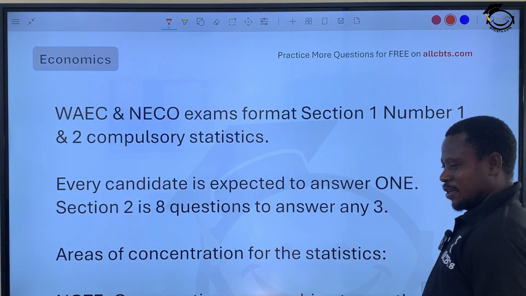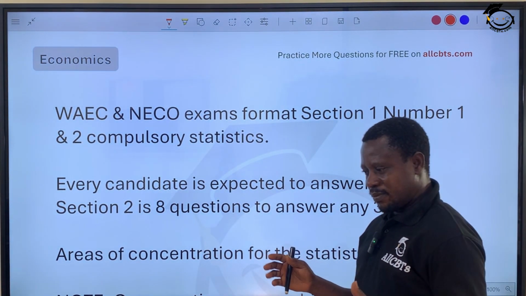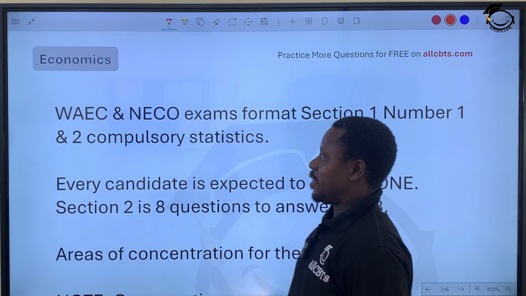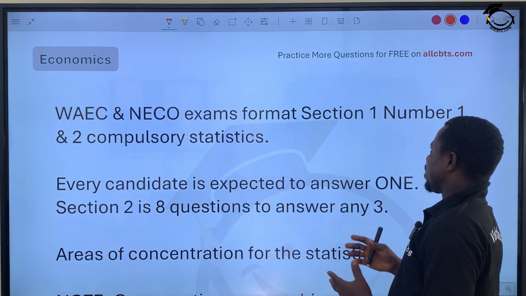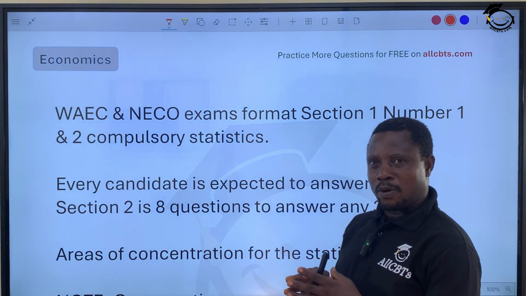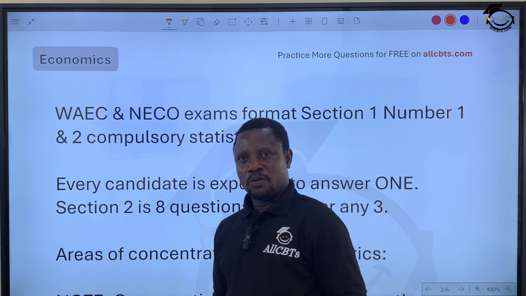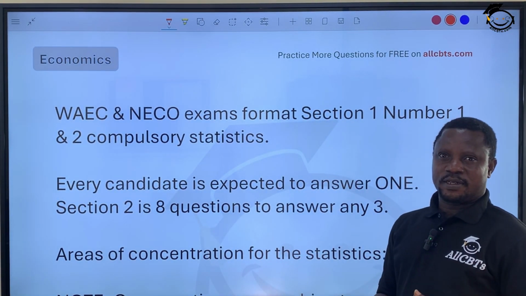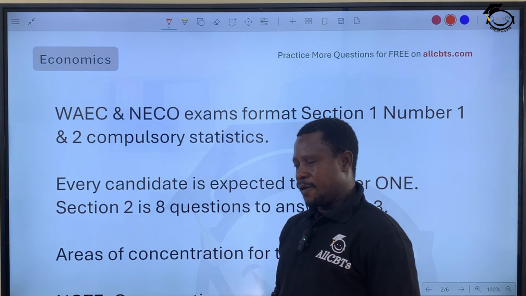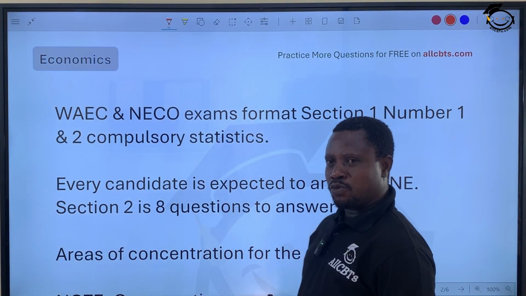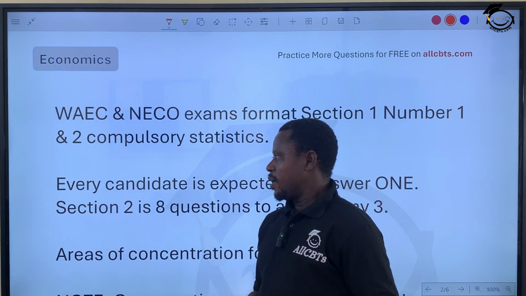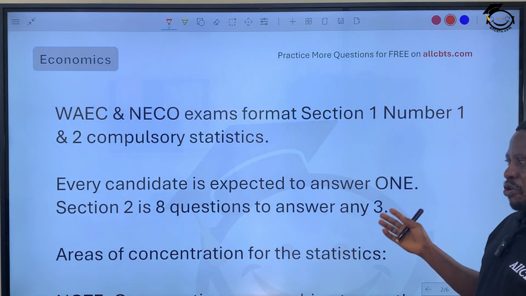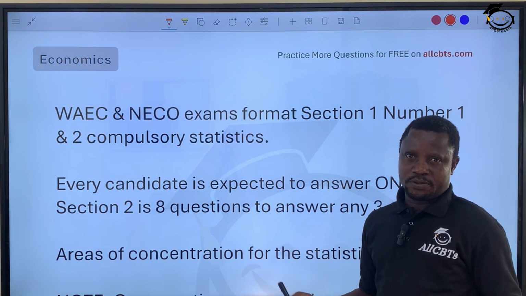You know that your exam questions are in two sections, section 1 and section 2. Section 1 always has the compulsory questions, question number 1 and 2. These questions are usually statistics, that is calculations. Every candidate is expected to answer one out of the two. And then you can pick, I think, 3 from the other 8 questions.